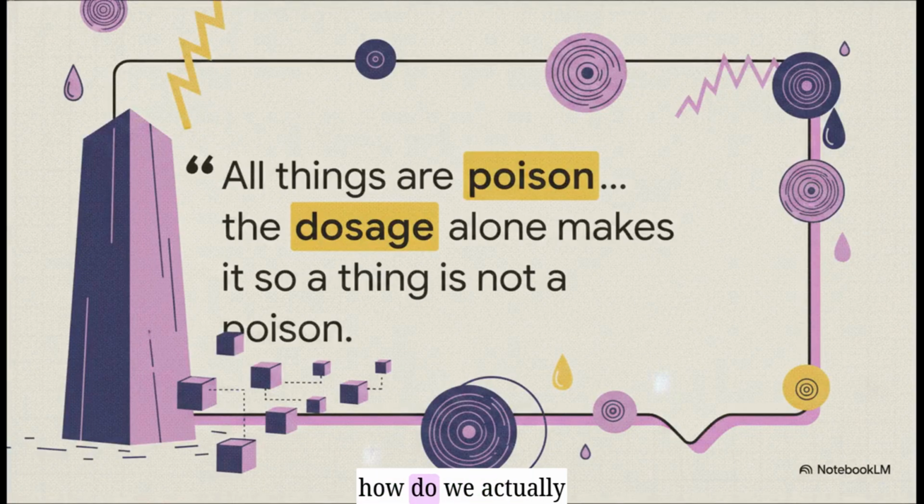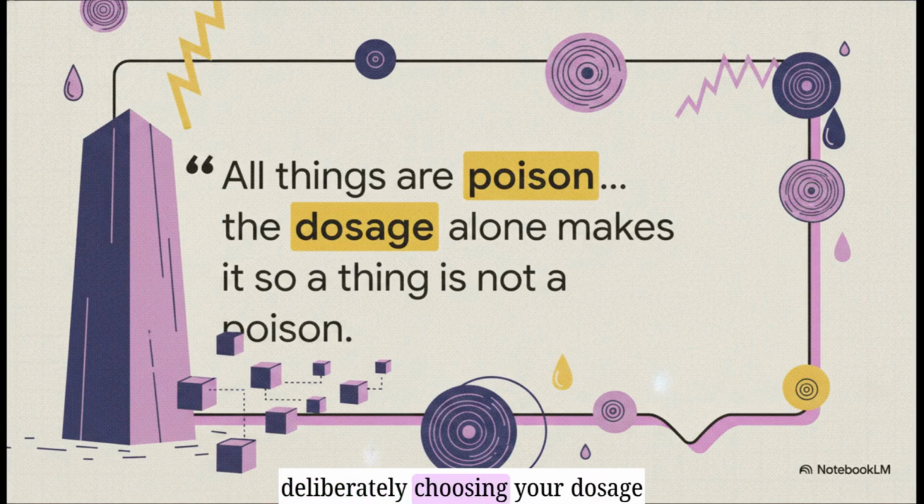Section 5. Evolving your system. Knowing all this, how do we actually get from point A to point B? I absolutely love this quote from the physicist Paracelsus, which is referenced in the book Software Architecture: The Hard Parts. All things are poison. The dosage alone makes it so a thing is not a poison. Neither a monolith nor a distributed system is perfectly good or totally evil. Architecture is all about deliberately choosing your dosage of trade-offs at exactly the right time.